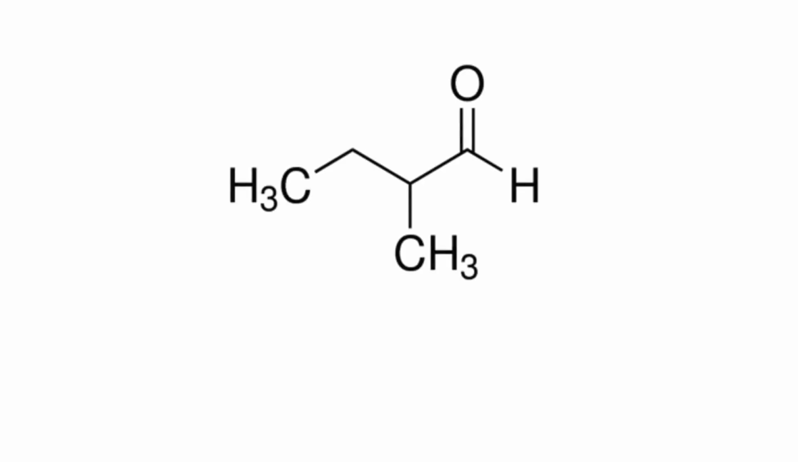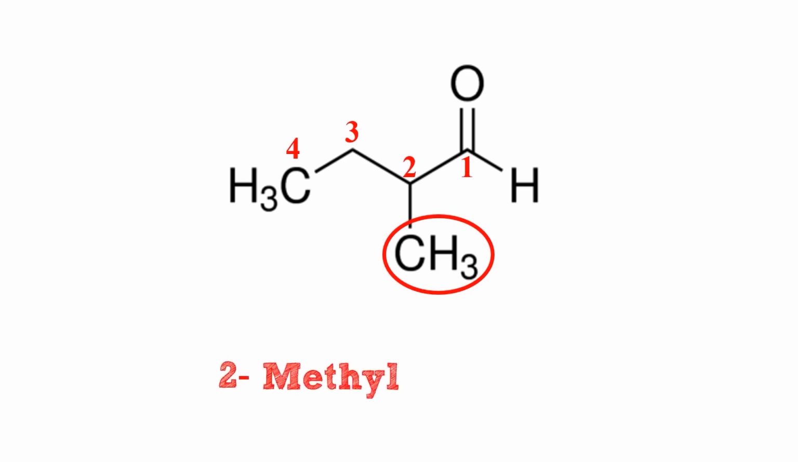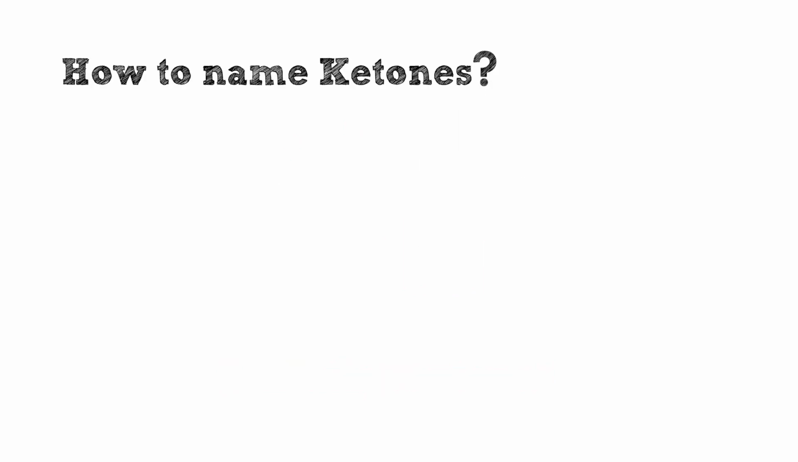Let's name this compound. It has 4 carbon atoms. The parent alkane is butane. Notice we numbered the carbon atoms from the side of the carbonyl group. The second carbon is attached to a methyl group. We write the number of the carbon atom that carries the side chain, which is 2. Then we name the side chain, methyl, followed by the parent alkane, butane. We drop the E and replace it with AL. So we have 2-methylbutanal. Now let's move to naming ketones.